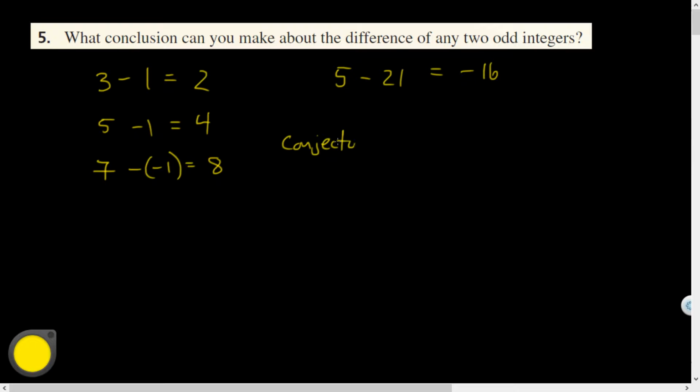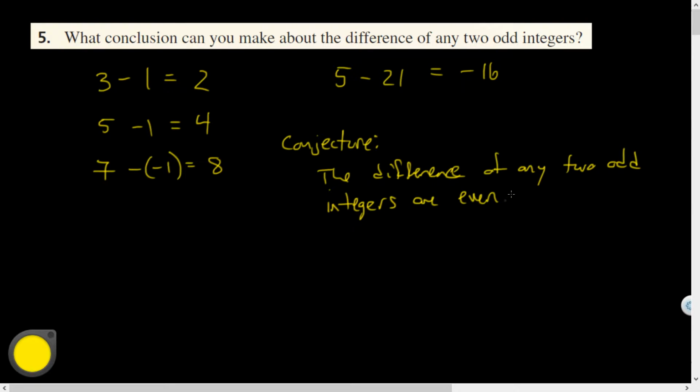All right, conjecture. The difference of any two odd integers will be even. Okay, so that's my conjecture. That's based on a pattern that's not an actual proof. That's inductive reasoning, not deductive. Although theoretically, if you want, I find this interesting.